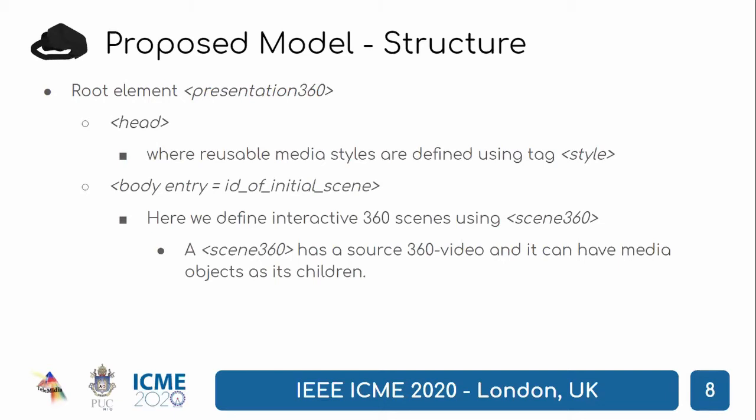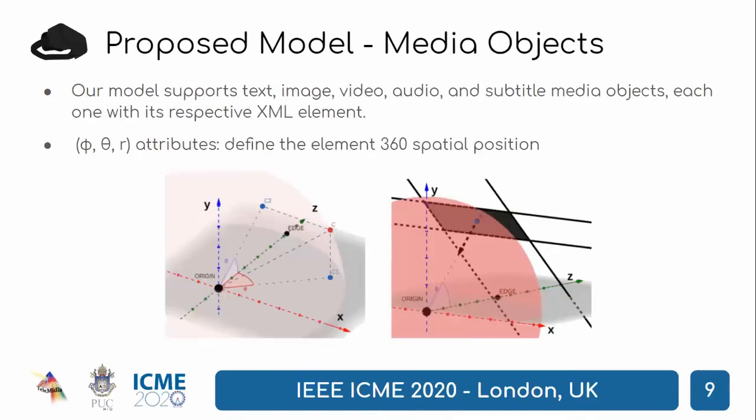The body element is composed of different Scene360 elements, and its entry attribute indicates the ID of the initial Scene360 that starts with the application. The Scene360 tag is defined by its ID, source of a 360 video, and its volume. Each scene is composed of a set of media objects whose time behavior is related to the timing of the 360 video. In the current version, we support text, image, video, and subtitle media objects, each one with its respective XML element.